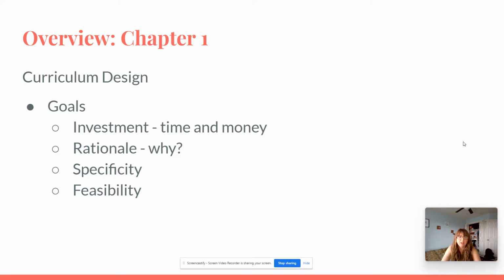Things like that. Also, the rationale. Why are you designing a new curriculum? What is the point? And what do you hope to get out of it? Specificity. Again, how specific are you going to be with this new curriculum? And feasibility. You want to make sure that you're designing something that's feasible for your district or the school that you are designing this for.